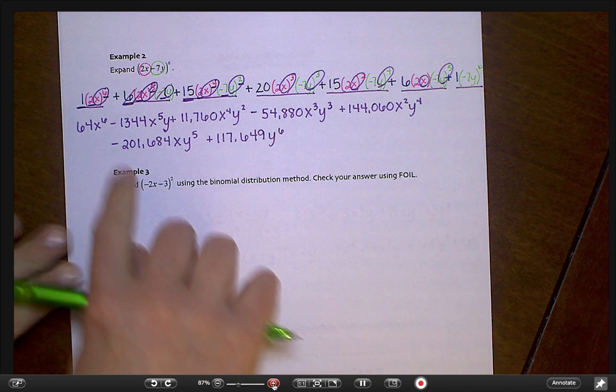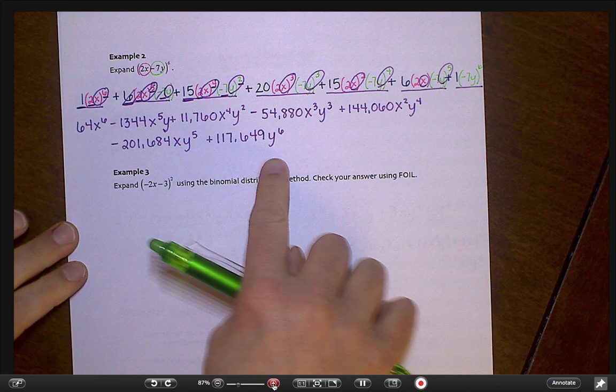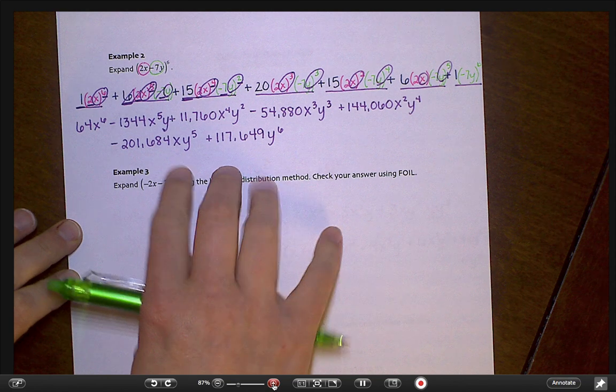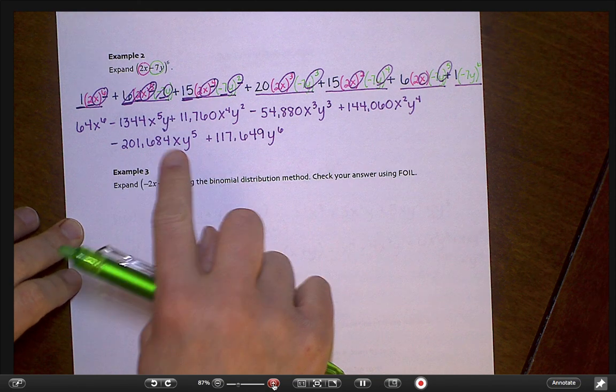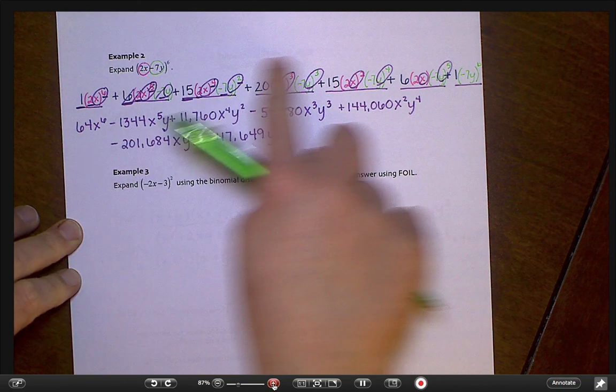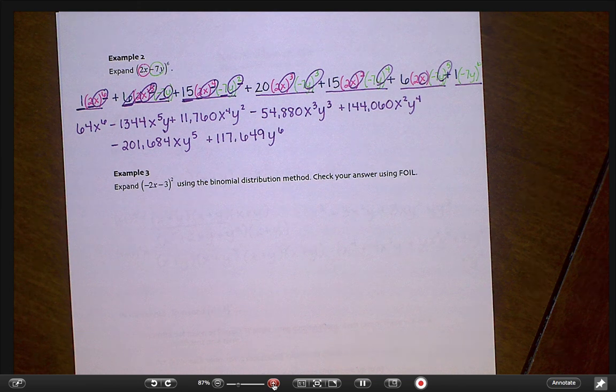Now, as complicated as that may have felt, I promise you, this was better than writing out 6 of these parentheses and foiling all day long. Okay, this next one just says expand using the binomial distribution method, which is what we've been doing. It's actually the binomial expansion method, but we'll ignore that word there. And then it says check your answer using FOIL.